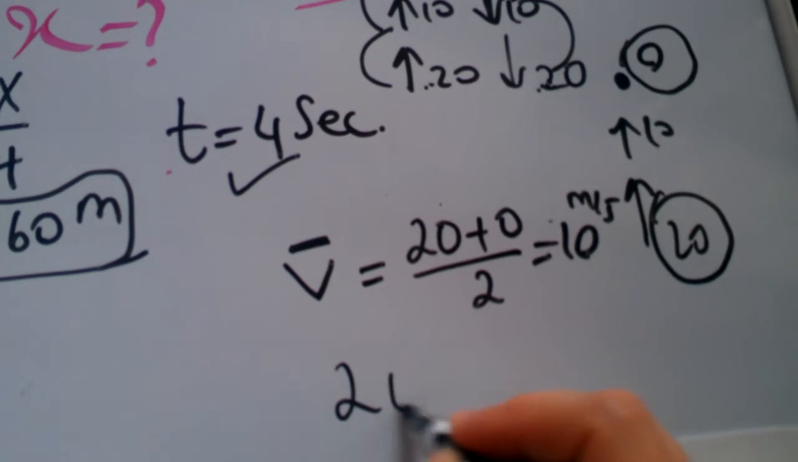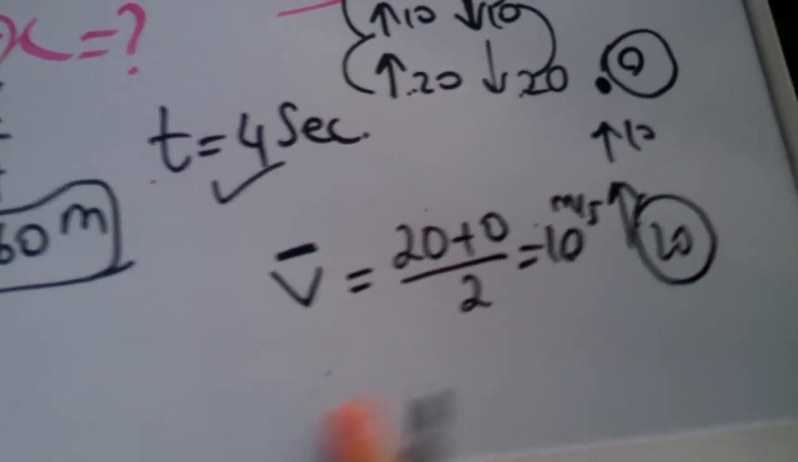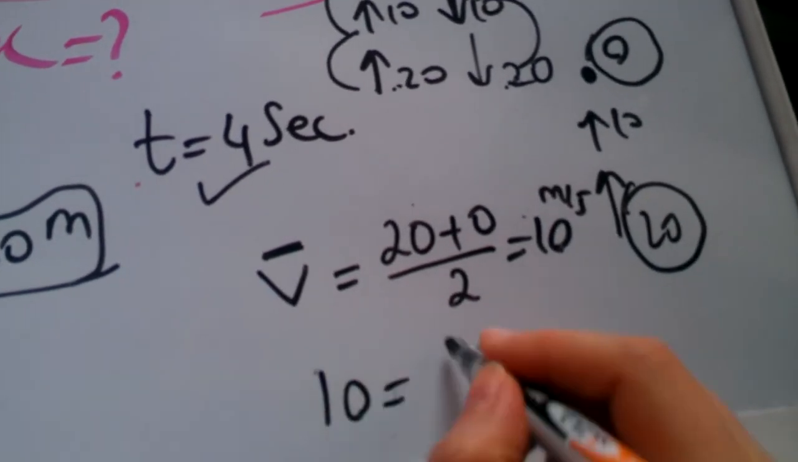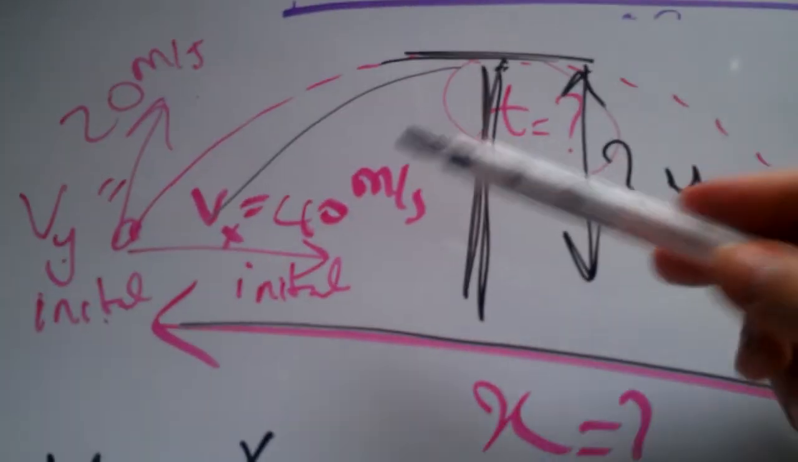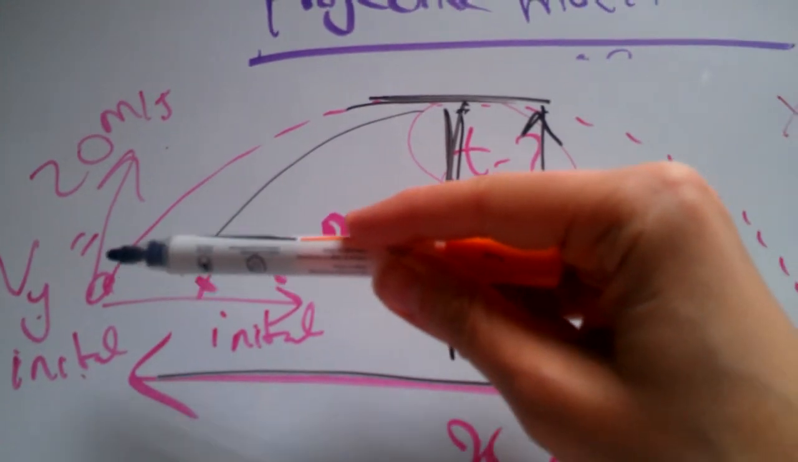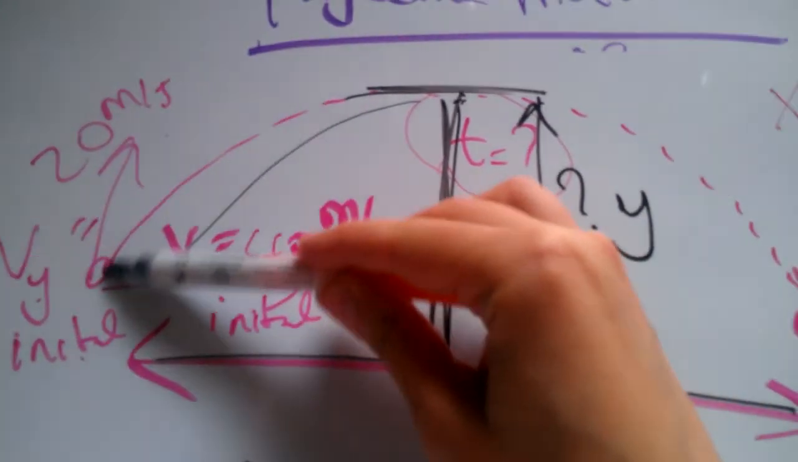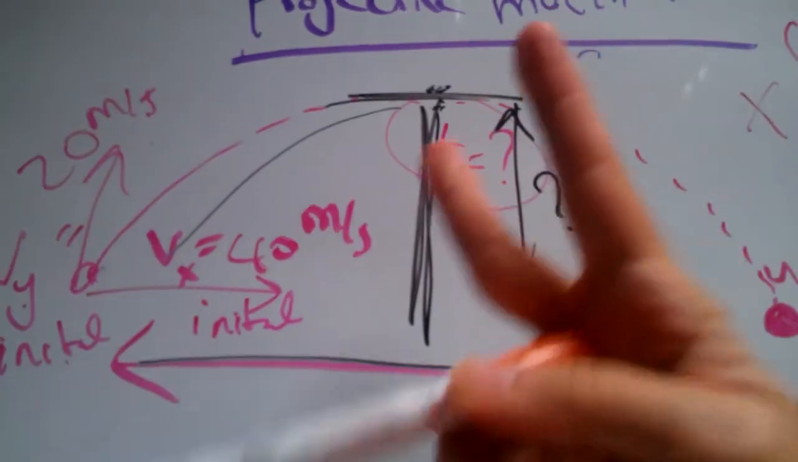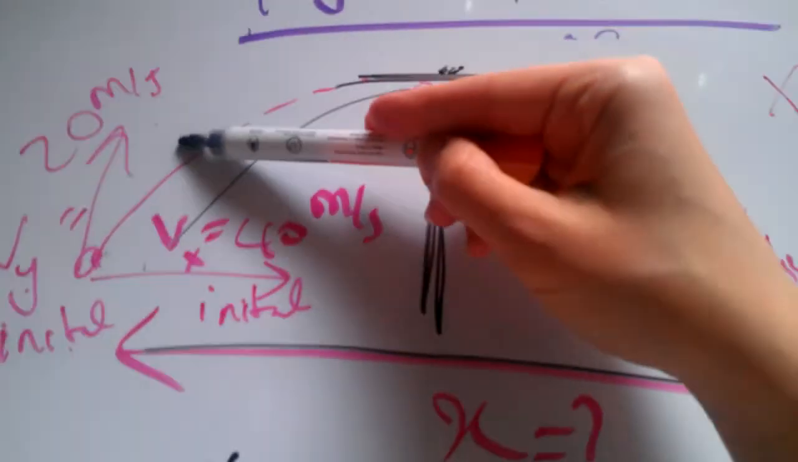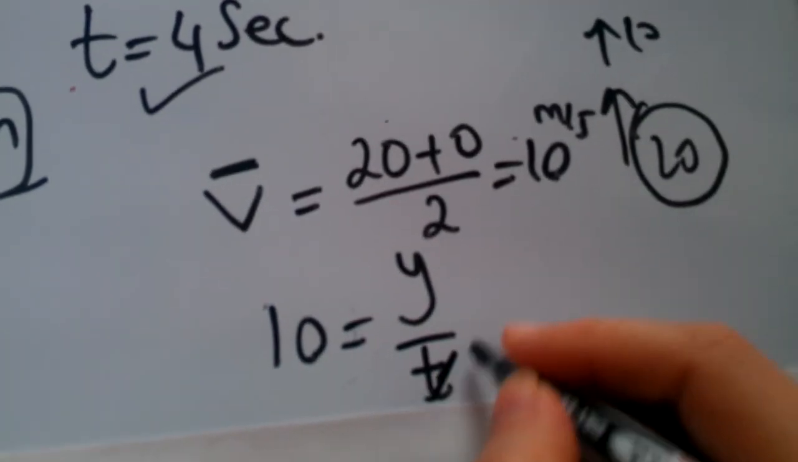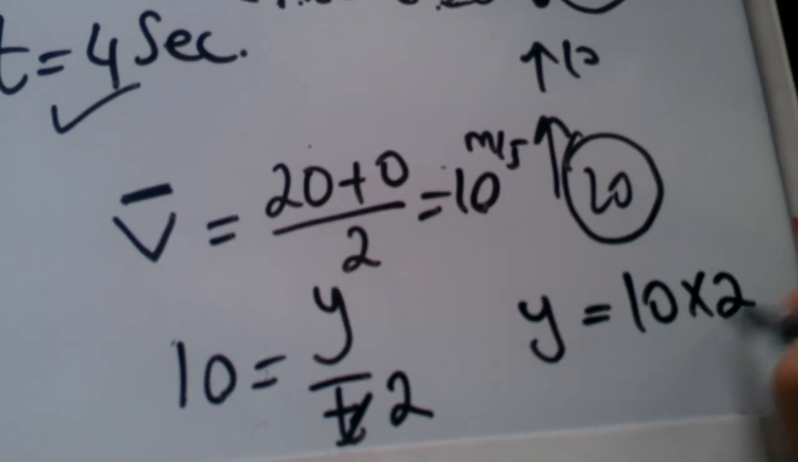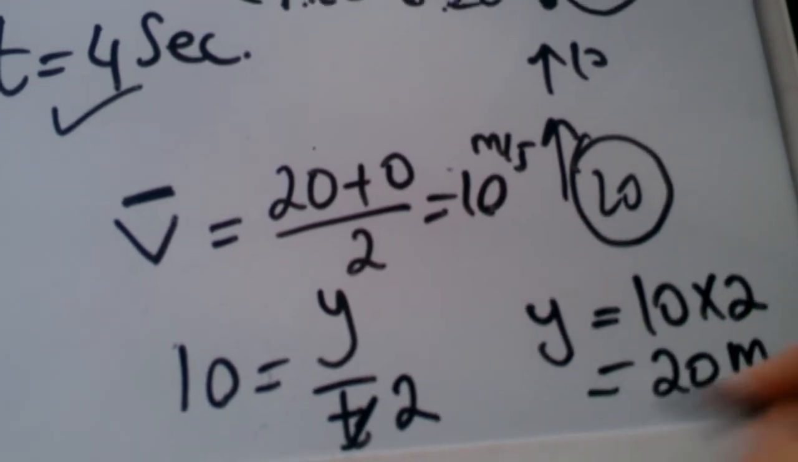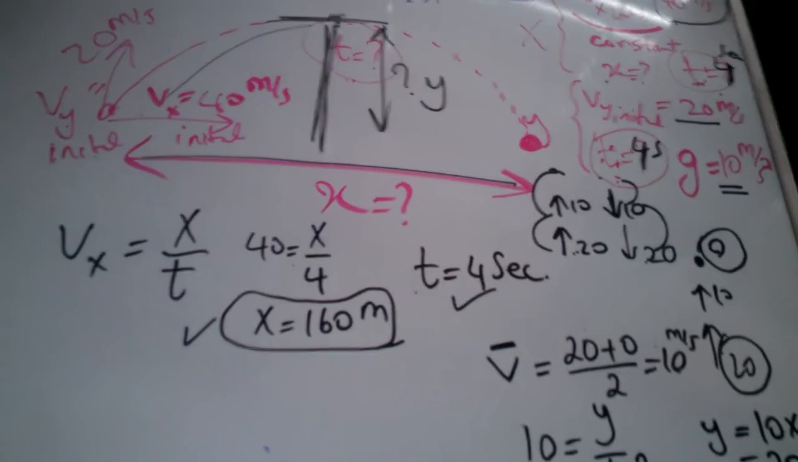Now, this 10 that we solved here is y over t. What is the t? The time that it takes to go from this point to the top is only 2 seconds, because 20 becomes 10, then becomes 0. That's the highest part. So this t is actually 2 seconds. Y becomes 10 times 2, which is 20 meters high.